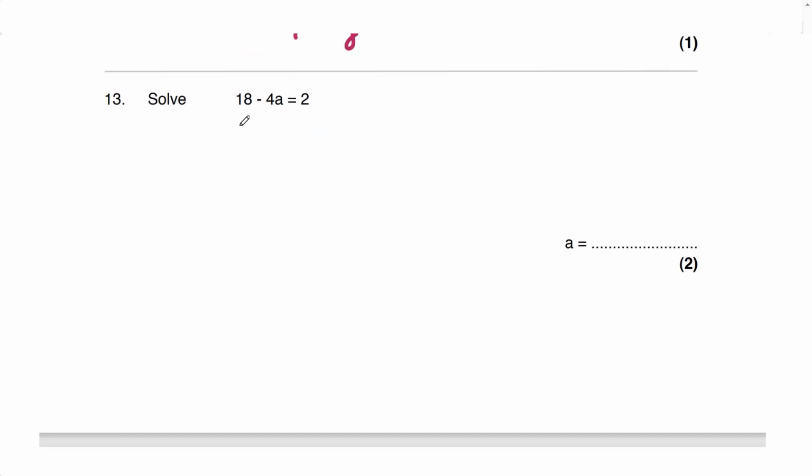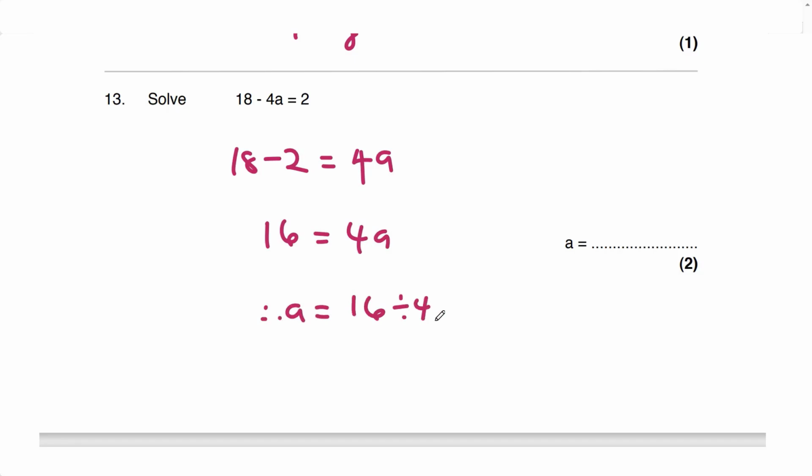Number 13, you have 18 minus 4a equals 2. For this, again, I might want to add 4a on both sides, and then subtract 2 on both sides. And that simplifies to this. And then if you simplify this, this is going to be 16 equals 4a. And of course, to get a, you divide 16 divided by 4. The answer, a is definitely going to be 4.